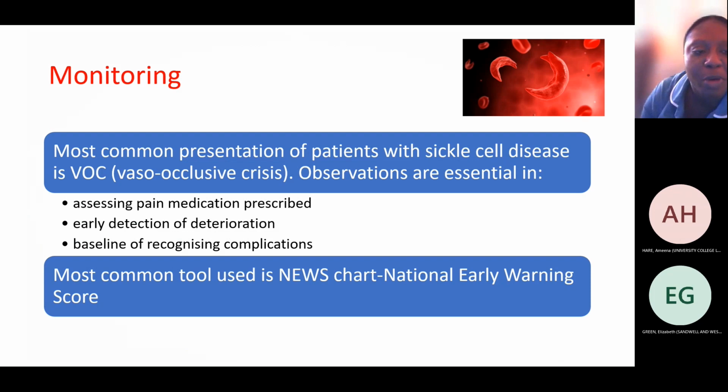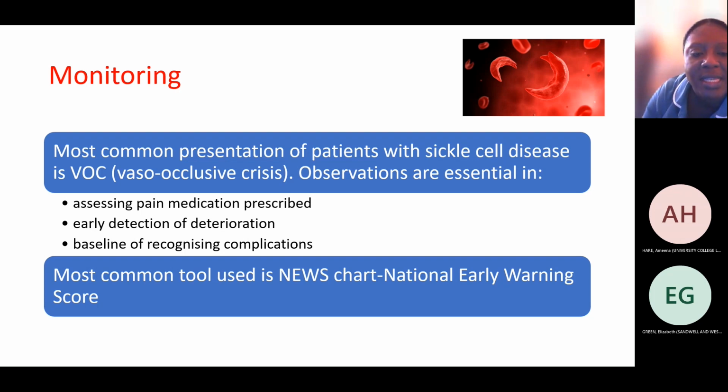Right, so let's start with monitoring. The most common presentation of patients with sickle cell disease is vaso-occlusive crisis. I know Chris has talked about this in previous sessions with us. Most of the patients that come in on the adult side, about 90% of them, come in with pain. So when these patients come in with a vaso-occlusive crisis or a sickle cell crisis, it's either one or the other term that they normally use.